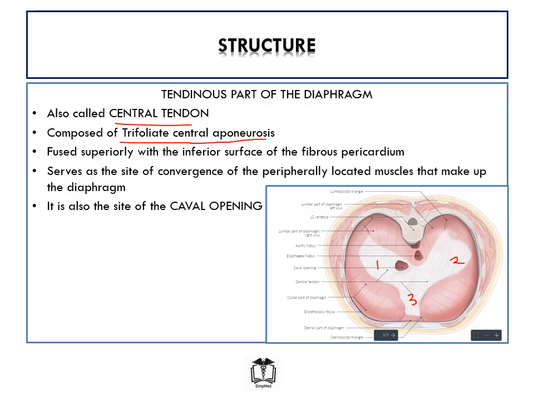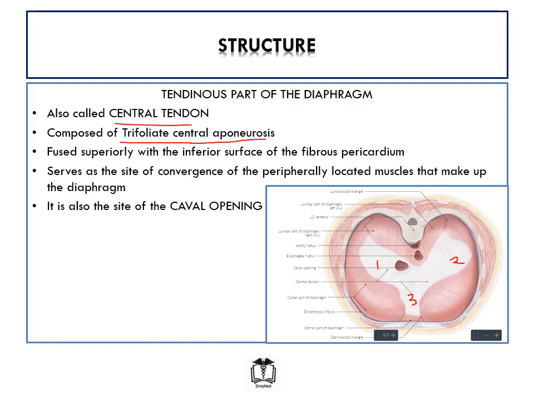It's fused superiorly with the inferior surface of the fibrous pericardium. So above it is the fibrous pericardium that is directly anchored to it, and it serves as the site of convergence for all the different aspects of the muscular portion of the diaphragm. So the vertebral diaphragm, costal diaphragm, and the sternal diaphragm, they all converge radially on the central tendon.